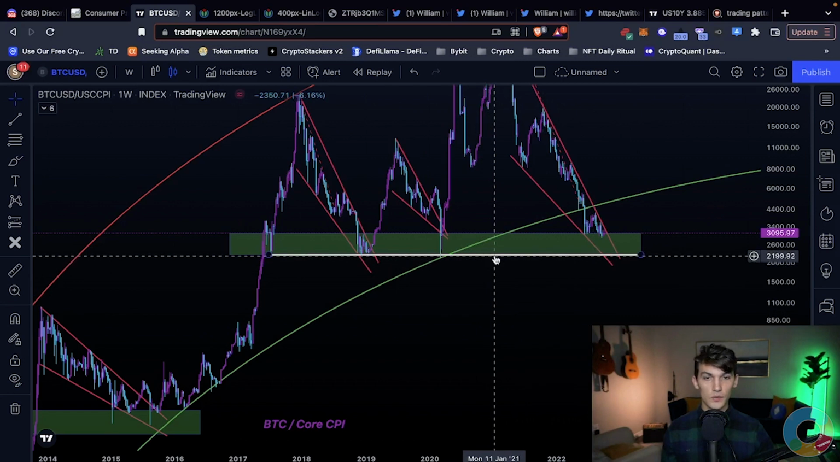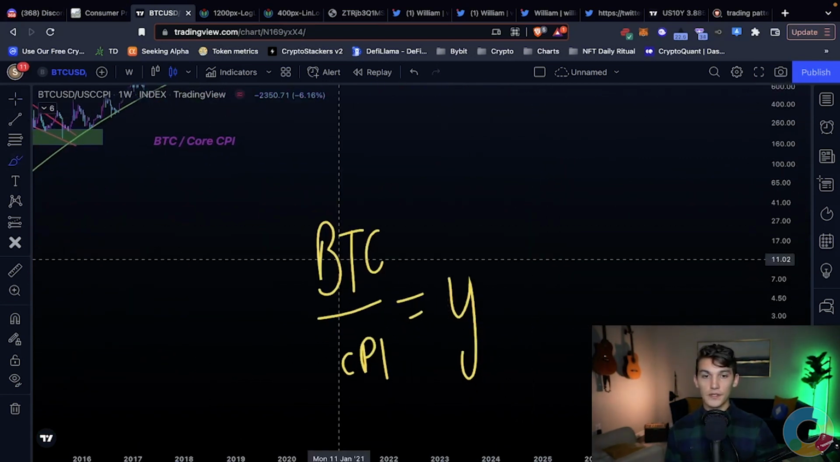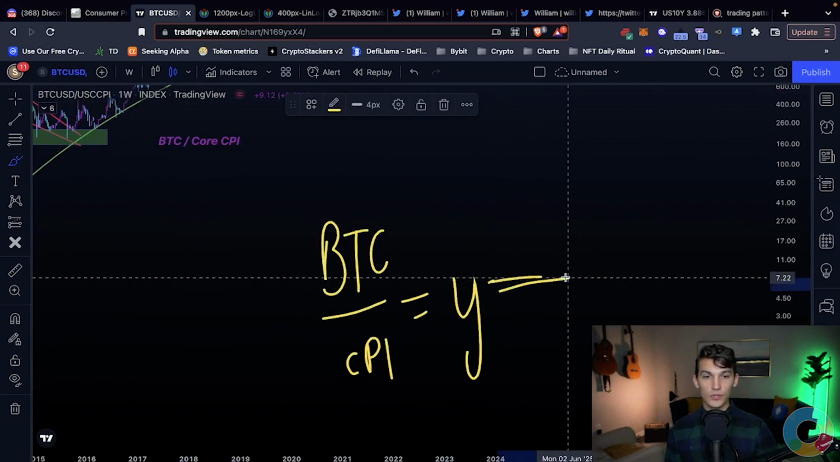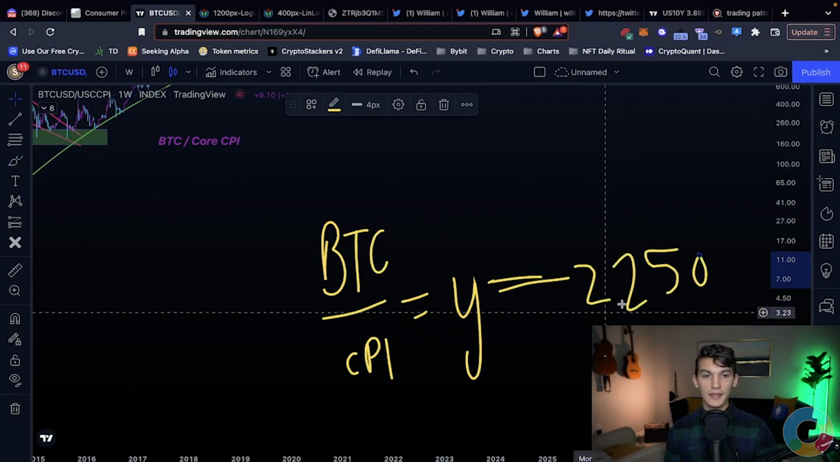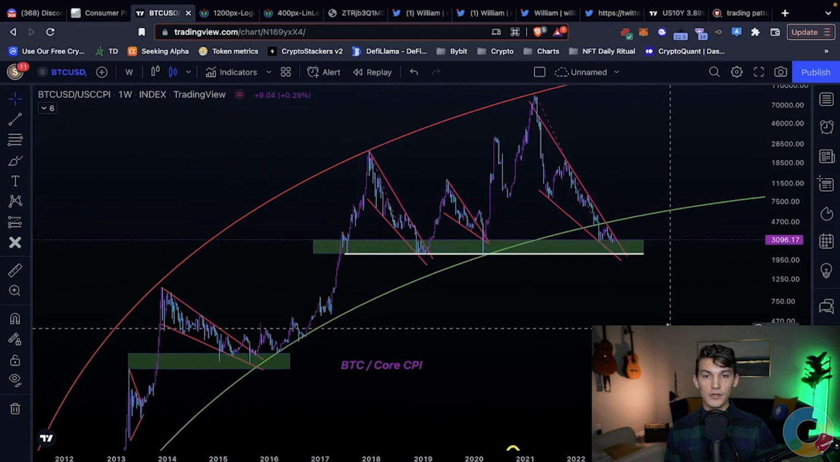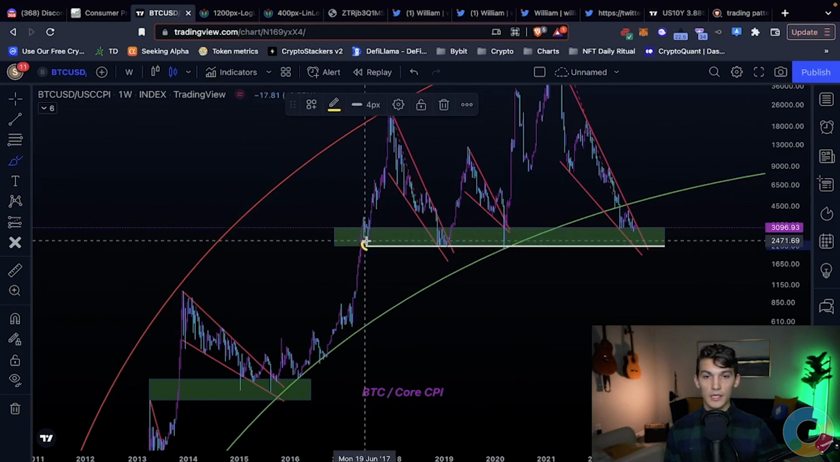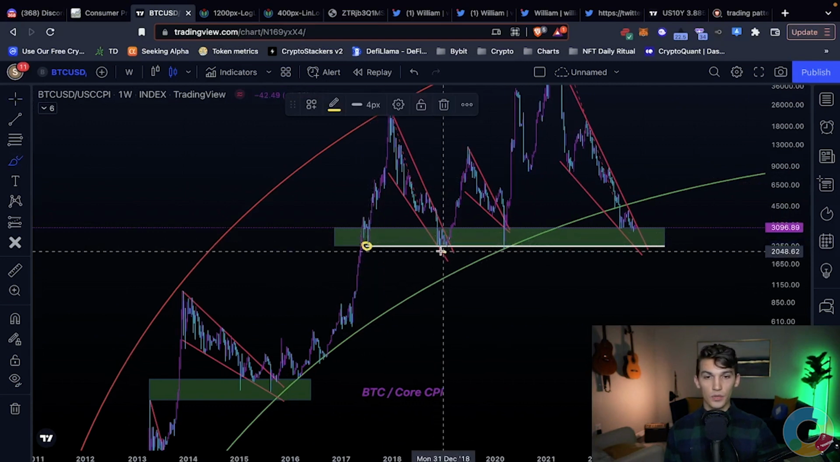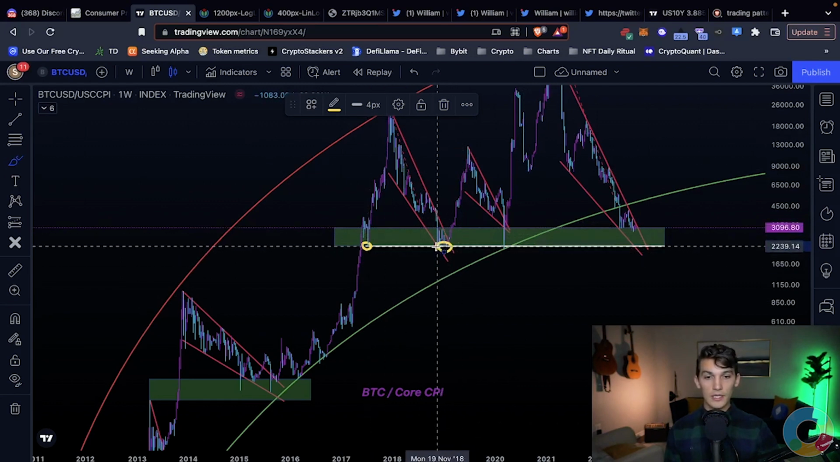Let's just go off of this white line, and let's just call that 2250. So if we go down here on this Y, we can say that Y equals 2250. At this level of 2250, we've had buyers come in for 5 years now. We had buyers come in here. And then again, this horizontal support line held here after the 2017 bull market, here in 18 and 19, we had this hold multiple times.